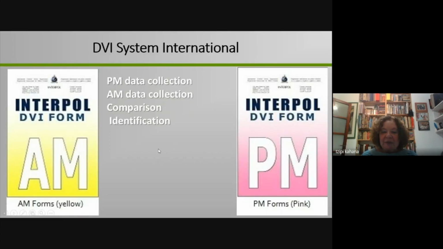Most systems, of course, Plus Data among them, use two sets of forms: yellow forms for ante-mortem data collection and pink forms for post-mortem data collections. Now, every form is a little bit different. Some forms are longer, are more cumbersome. Plus Data is quite long, but it's useful.